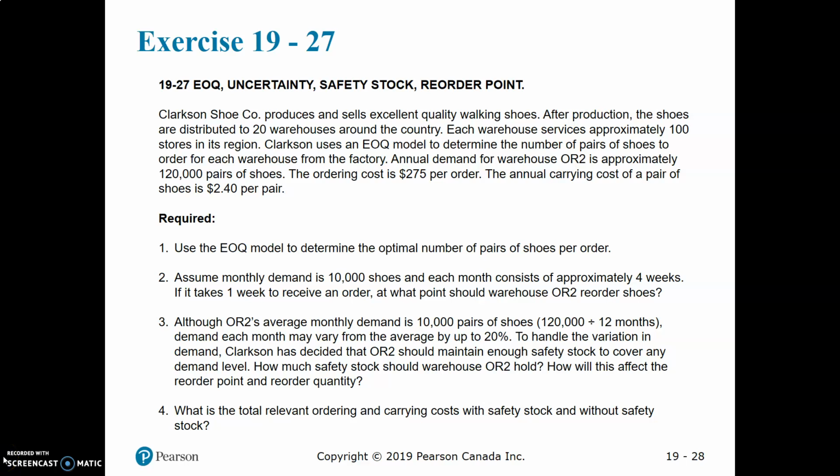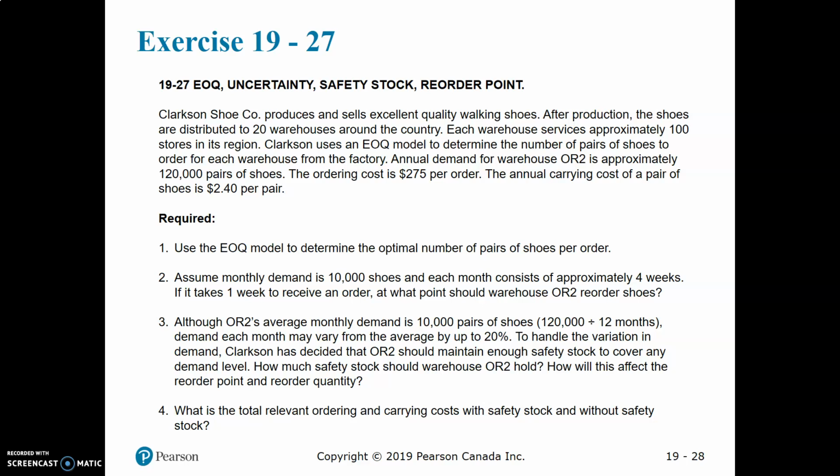Hi, I'm Sachikara. Today we will solve exercise 19-27 from chapter 19, Inventory Cost Management Strategies. Please pause the video to read the question and then continue with the video to follow along with the solution.